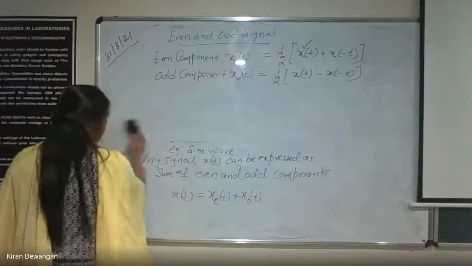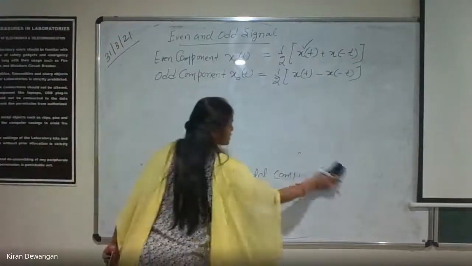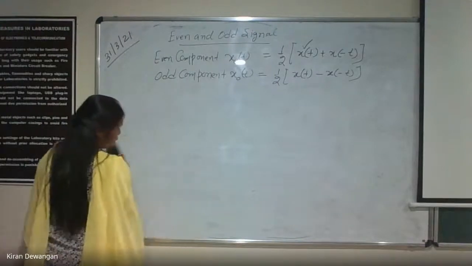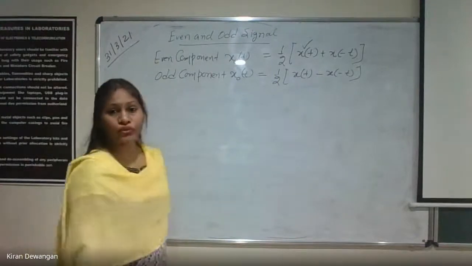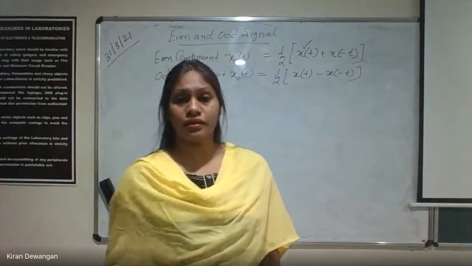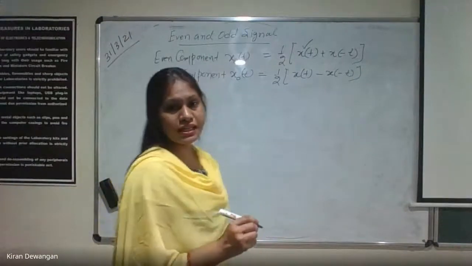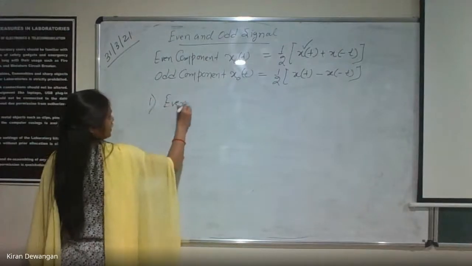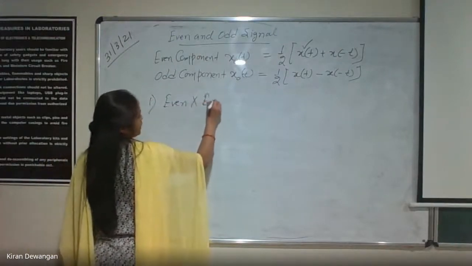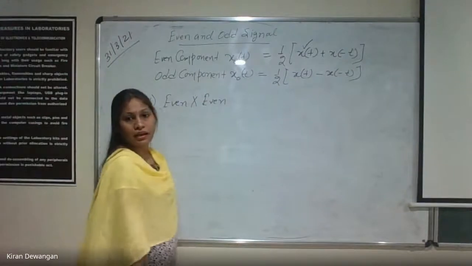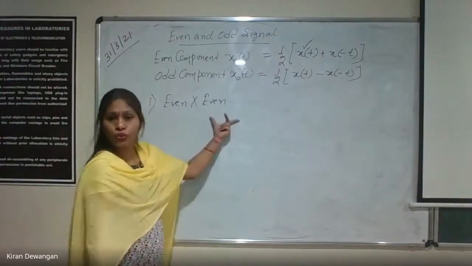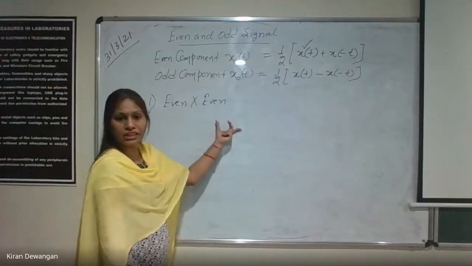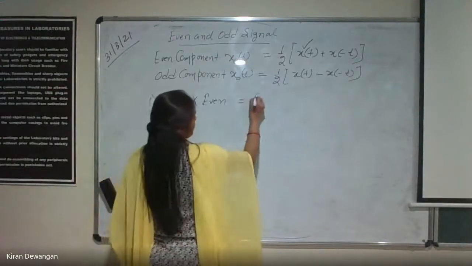Now the important points about the even and odd signal are: do we know this thing? Product of two even signals and the product of two odd signals क्या होगा? Product of two even signals. First point, even signal into even signal. That is the product of two even signals. The first even signal x1(t), x2(t) even signal है. This will be an even signal.